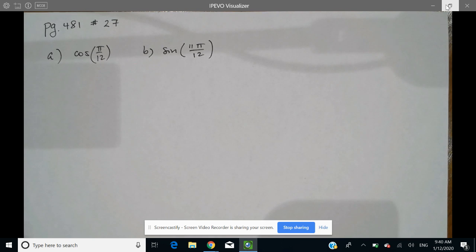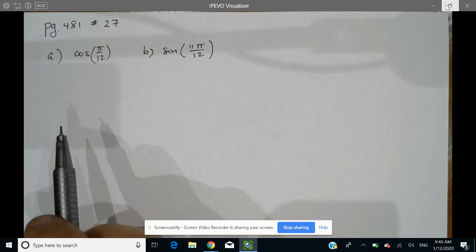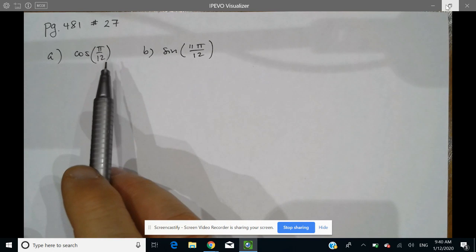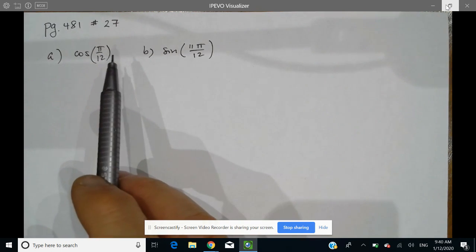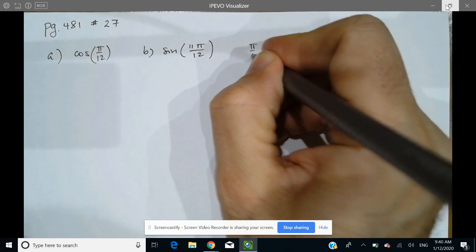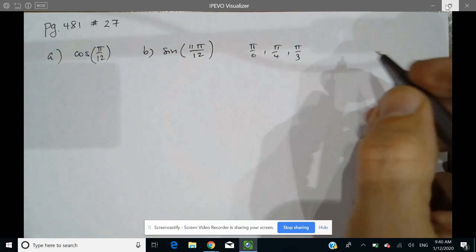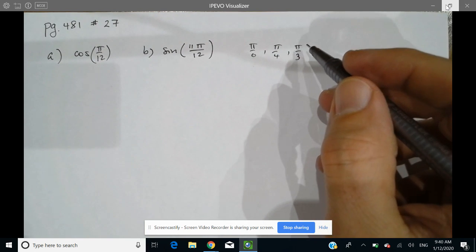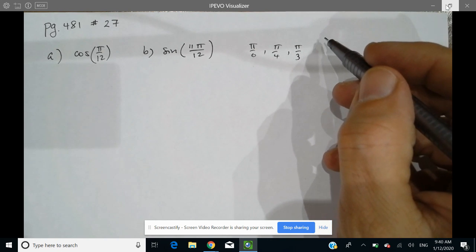Hi folks, we're going to take a look at page 41, number 27, and here they're asking us to find the exact values for these trig ratios. Now we notice here that these angles are not special angles, so the trick is to write them as combinations of special angles. When we think of our basic special angles, we have pi over 6, pi over 4, pi over 3. And of course, those are only the ones in the first quadrant. We've got then pi over 2, then 2 pi over 3, 3 pi over 4.